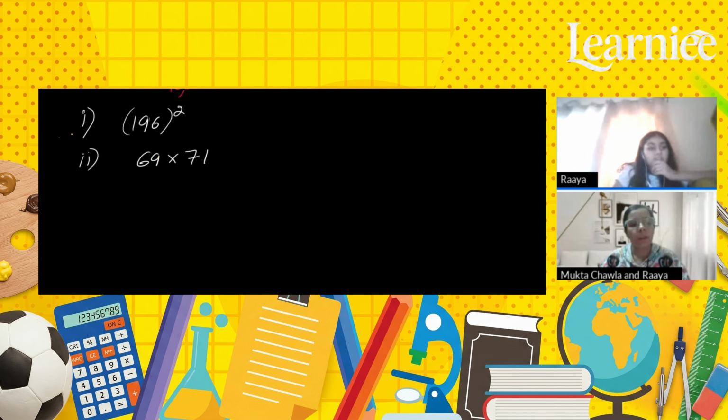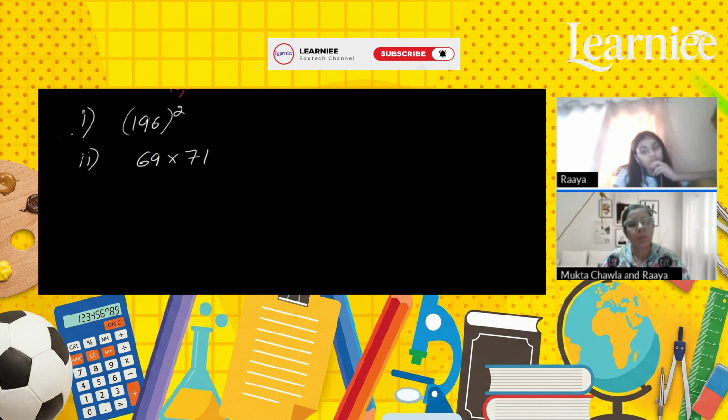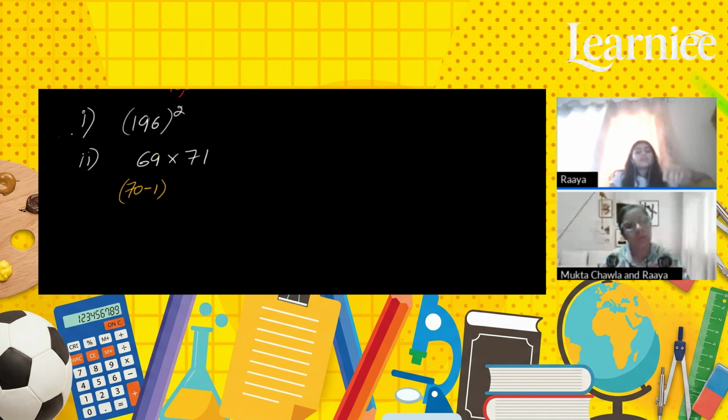The question says evaluate 69 into 71. How can you break the value 69 into 71? So we do, can I write 69 as 70 minus 1? Yes, 70 minus 1 and 70 plus 1.